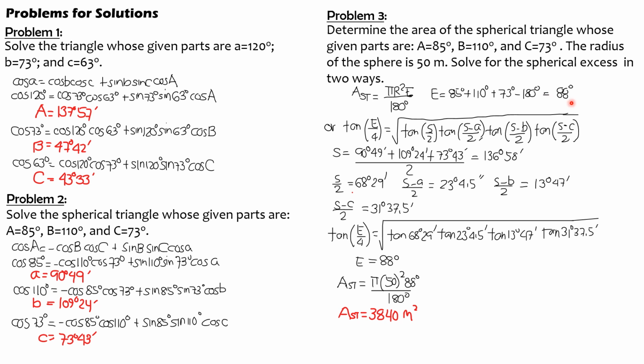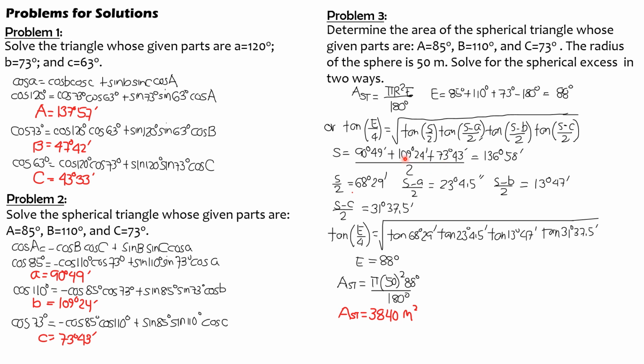Then it is 88 degrees, the spherical excess. So since we are obliged to solve for the spherical excess in two ways, you will also be forced to memorize the other formula, which is tangent of E over 4, spherical excess over 4, equals square root of tangent of quantity S over 2 times tangent of quantity S minus A over 2 times tangent of quantity S minus B all over 2 times tangent of quantity S minus C all over 2, where S is half the perimeter, which is 90 degrees 49 minutes plus 109 degrees 24 minutes plus 73 degrees 43 minutes all over 2.